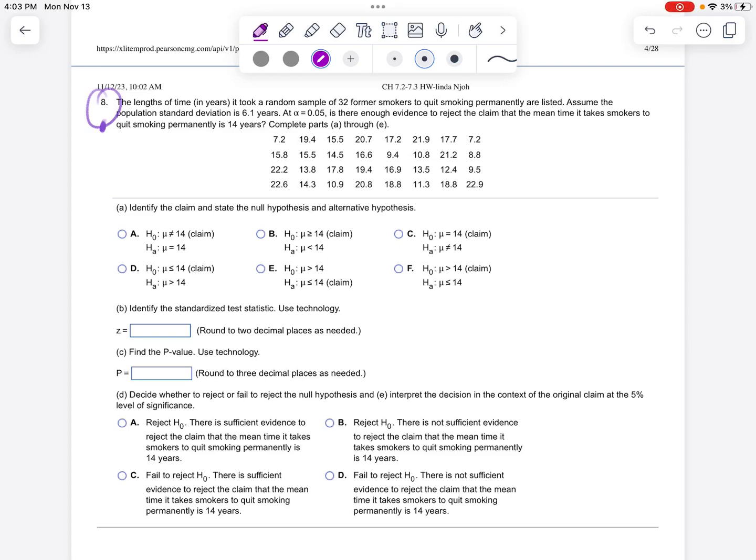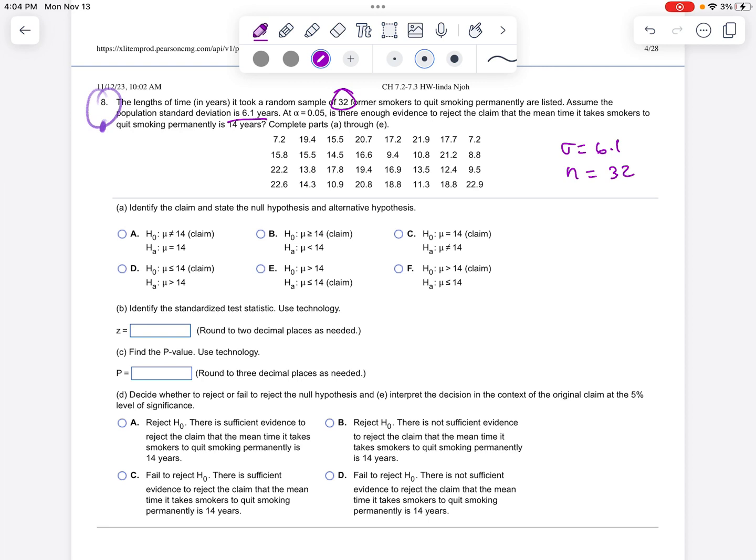All right, so let's look at part two. Continuing with number 8. They give you data here. They say the length of time it took a random sample of 32 former smokers to quit smoking permanently are listed. Assume the population standard deviation. They gave you sigma again.